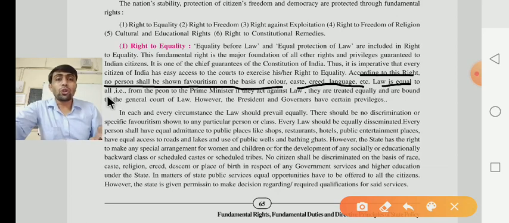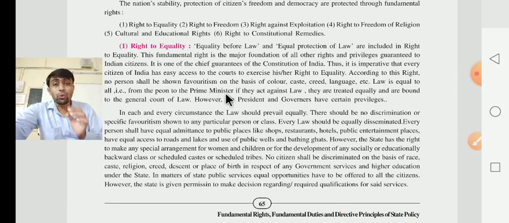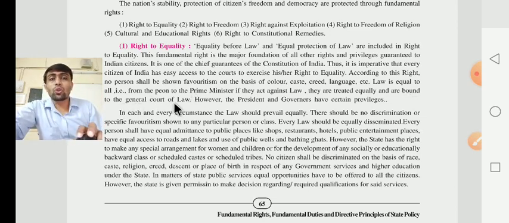Law is equal to all, and that's why they say that the law is equal to all, from the peon to the prime minister. From the peon, it means from the basic level to the upper level, from the bottom level to the top level. Here all the rights of equality are equal from the peon to the prime minister. If they act against the law, they are treated equally and are bound. Bound means બંધન કરતા હોવું, શરતોનું પાલન કરવું. Bound to the general court of law.